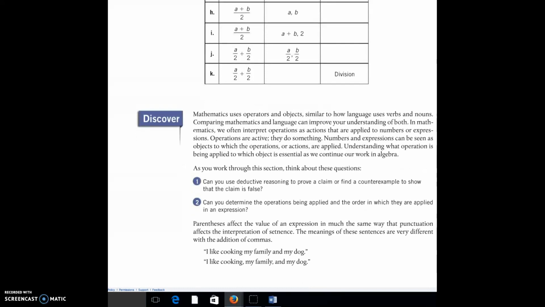In math, parentheses are kind of like commas in English. They actually mean something. So compare "I like cooking my family and my dog" versus "I like cooking, my family, and my dog." If I don't put a comma in there, it makes it sound like I would like to cook my family and my dog and maybe eat them for supper, which obviously doesn't make sense. In the second one, it's clear that I like cooking by itself, I like my family by themselves, and I like my dog by herself. So just know that parentheses mean different things with the order of operations.